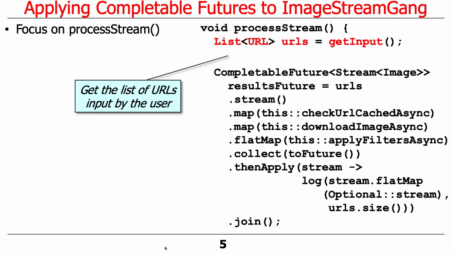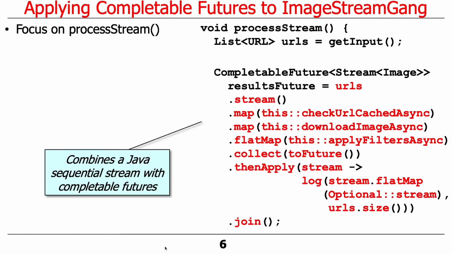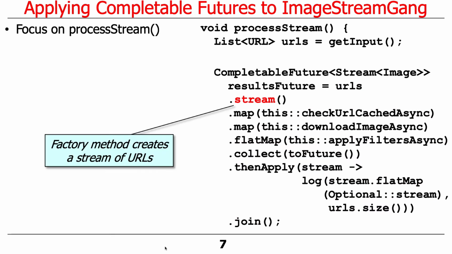from somewhere, and the somewhere could be from the command line, from some user dialog box. You could download it across the network. You'd read it from a file, wherever it comes from. We don't really care. We just have a list of URLs that are input by the user somehow. What we do then is we have this sequential stream that triggers all the asynchronous processing.